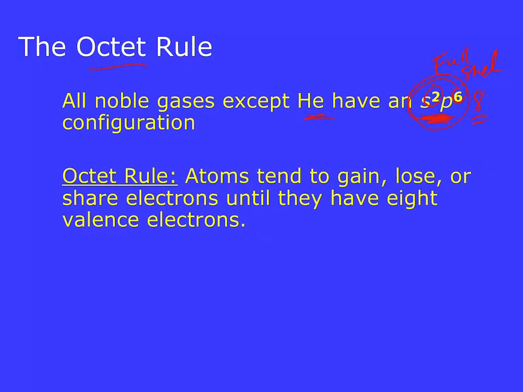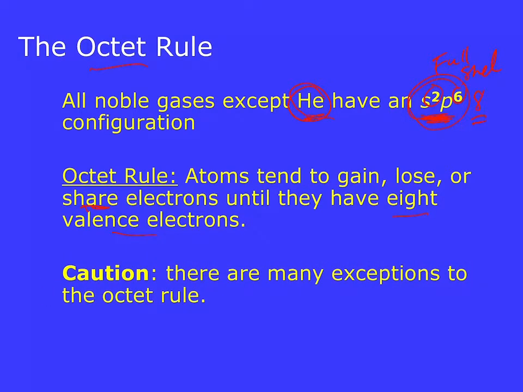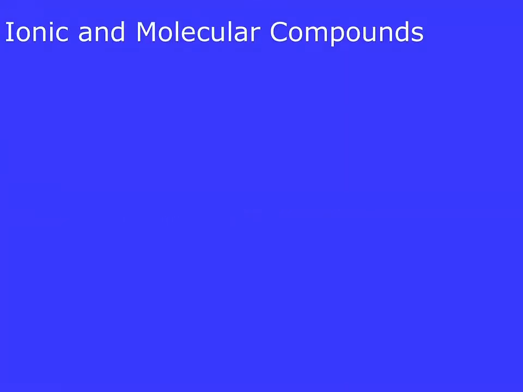So the octet rule states that atoms tend to gain, lose, or share electrons in order to achieve 8 valence electrons. In the ionic bonding model, you notice that atoms were transferring electrons to achieve 8 electrons, a configuration similar to the noble gases. But in this covalent bonding model, we'll look at how atoms can share electrons in order to achieve this octet, these 8 electrons in the outer shell. But as always, there are many exceptions, so we'll look at a few of those.